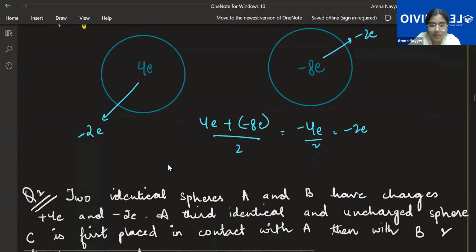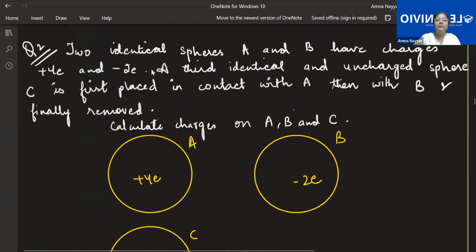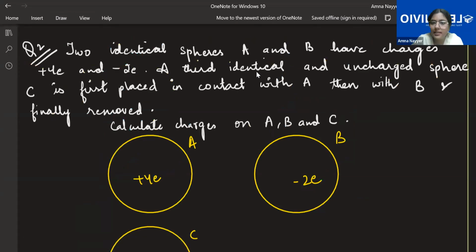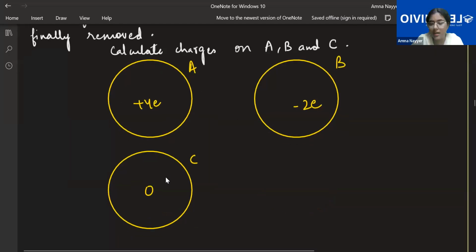Let's see one question. Easy question. This says that two identical spheres A and B have charges plus 4e and minus 2e. This is A, this is B, and they are identical. So it says a third identical but uncharged sphere. Okay, this is identical but this is uncharged.